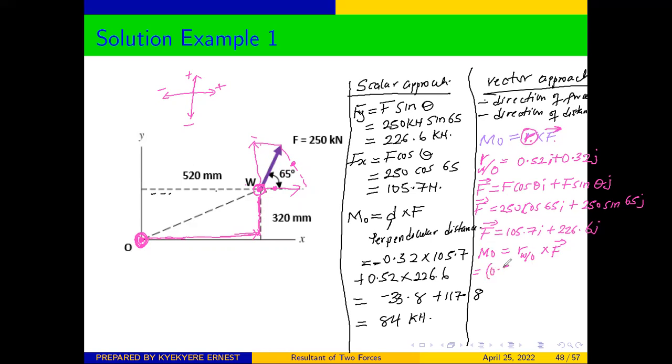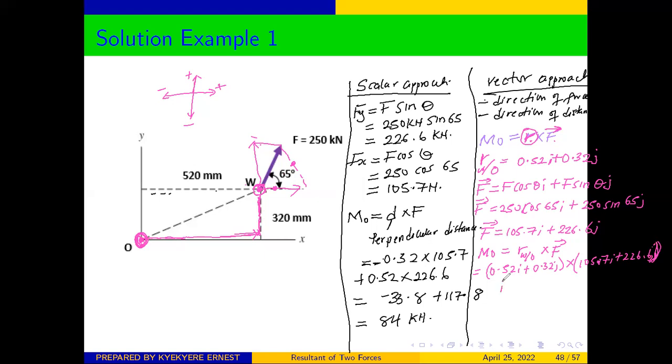This is 0.52 I plus 0.32 J cross the force, which is 105.7 I plus 226.6 J. Good. So from here, the easiest way to solve, because it's a cross product, is to use the matrix method.